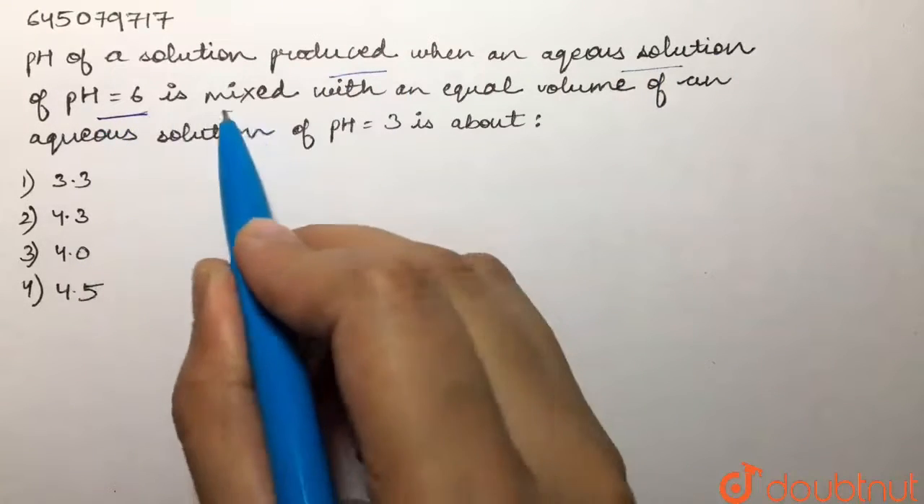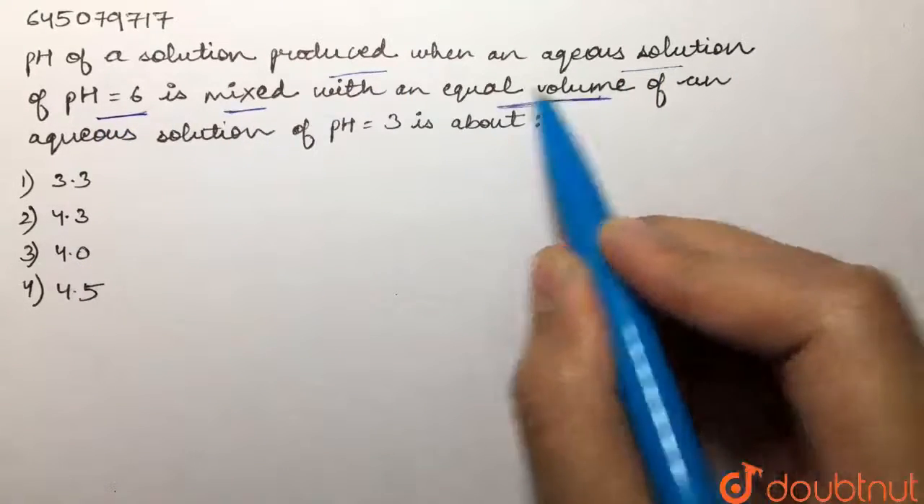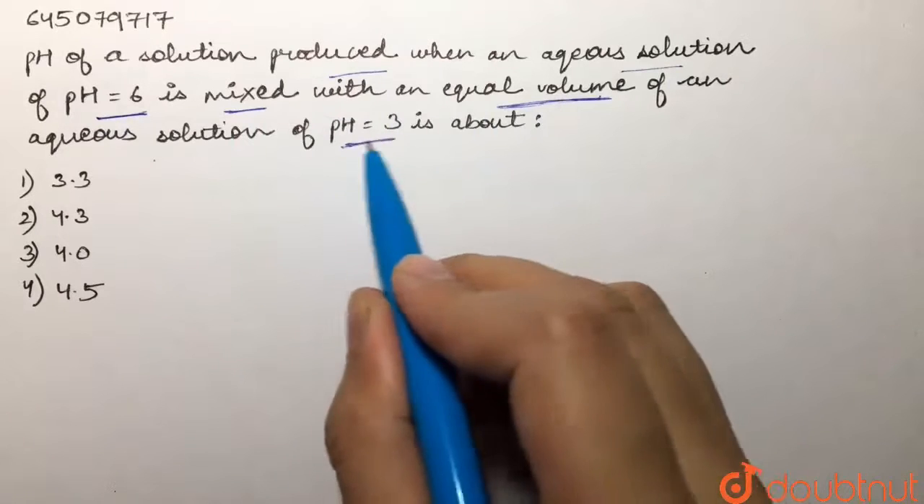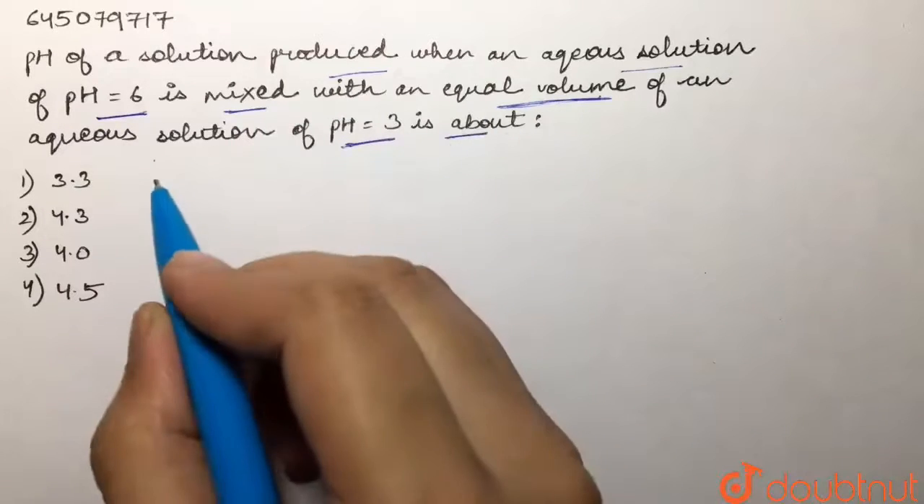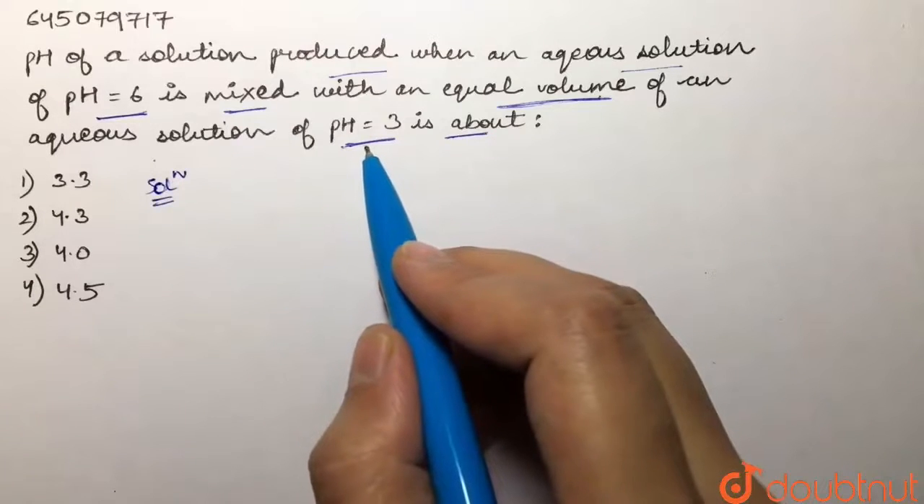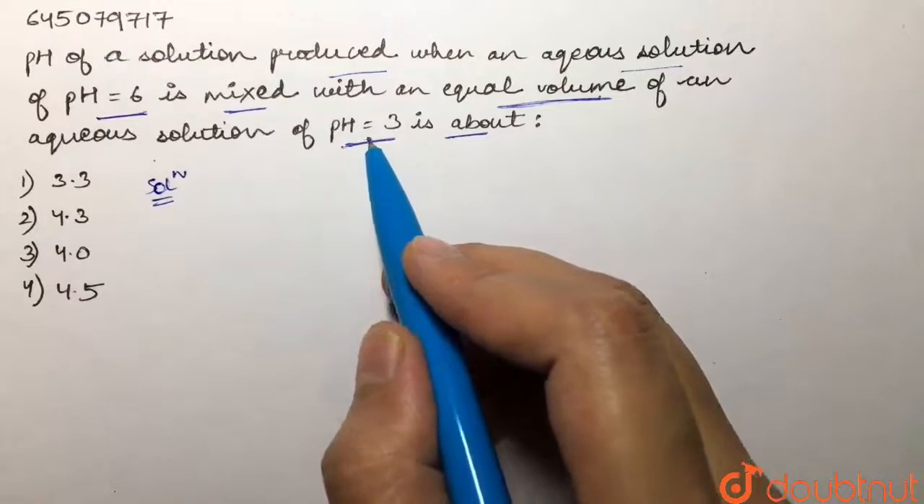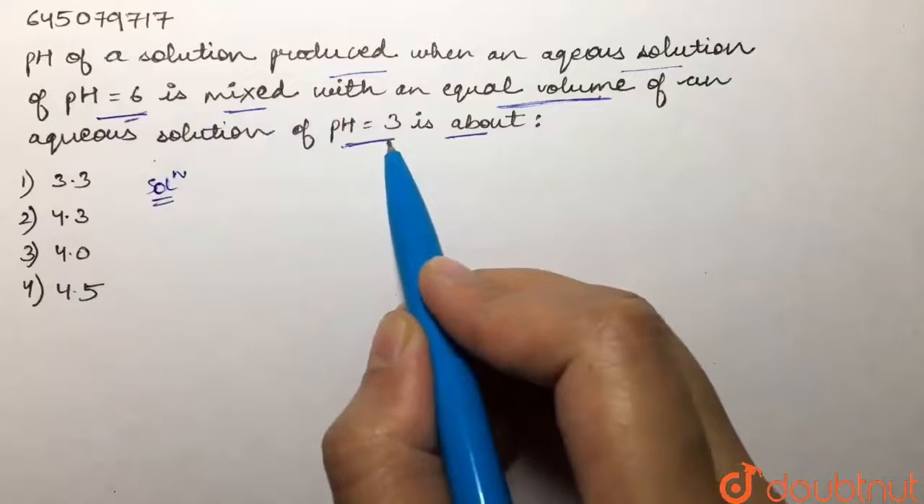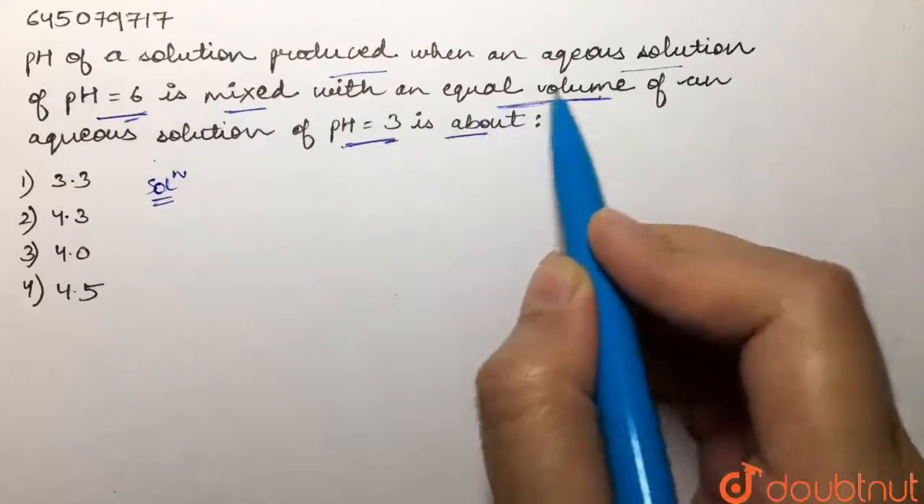Our question is: the pH of a solution produced when an aqueous solution of pH equal to 6 is mixed with an equal volume of an aqueous solution of pH equal to 3 is about what? So we are supposed to tell the final pH of the solution when we are mixing two solutions, one with pH 6 and one with pH 3, and both have equal volumes.